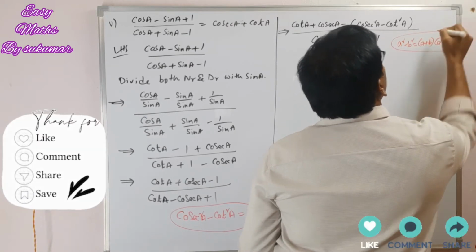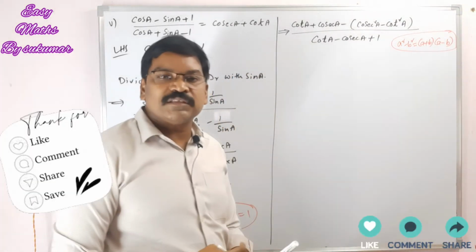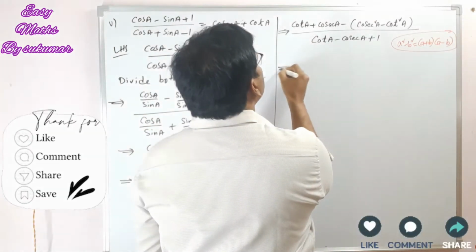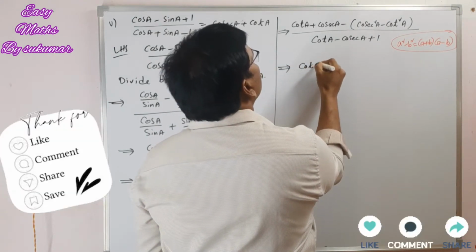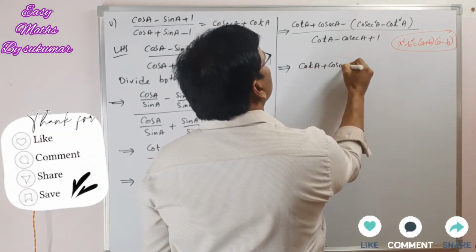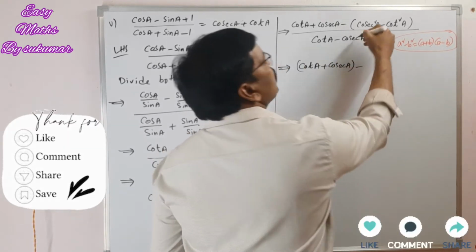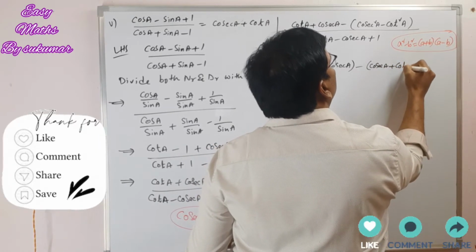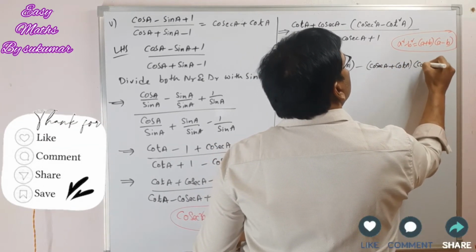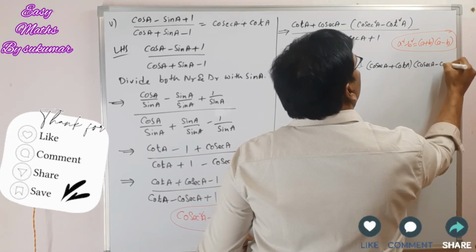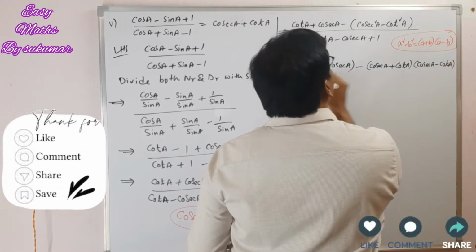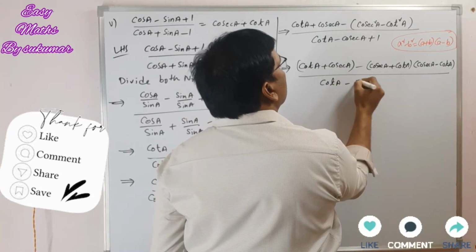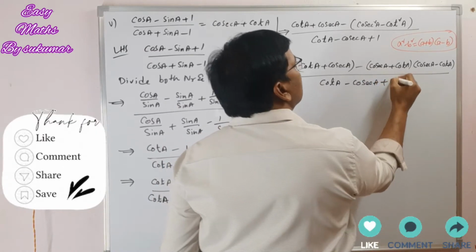So my dear students, here this cosecant square A minus cot square A means cosecant A plus cot A times cosecant A minus cot A. That implies cot A plus cosecant A minus of A square minus B square means cosecant A plus cot A times cosecant A minus cot A whole by what is in the denominator, just same cot A minus cosecant A plus 1.